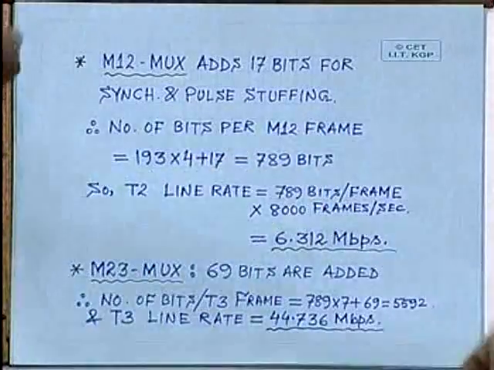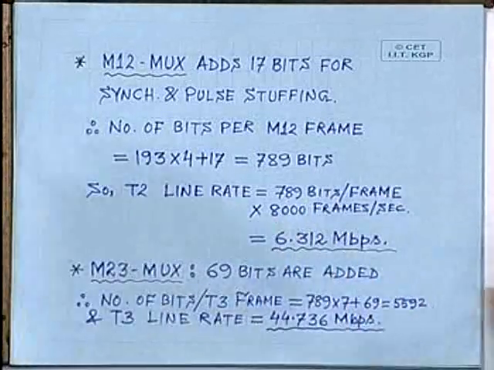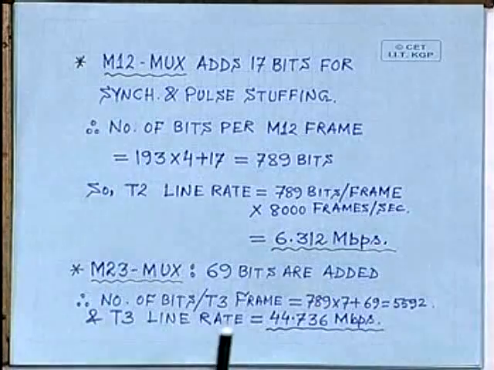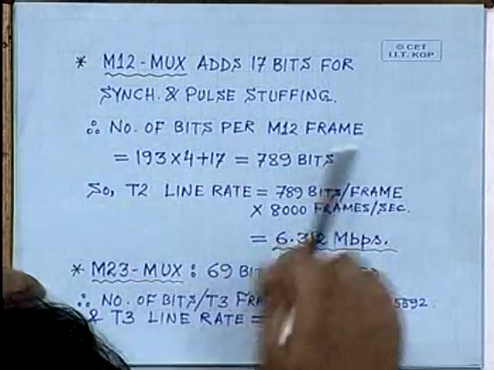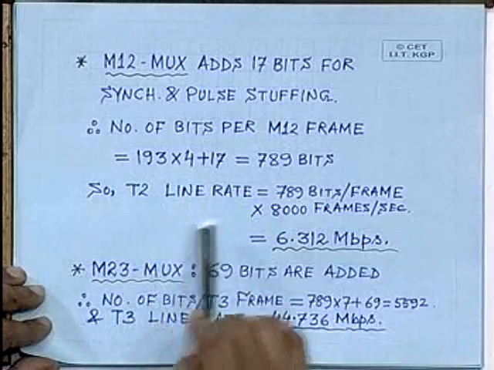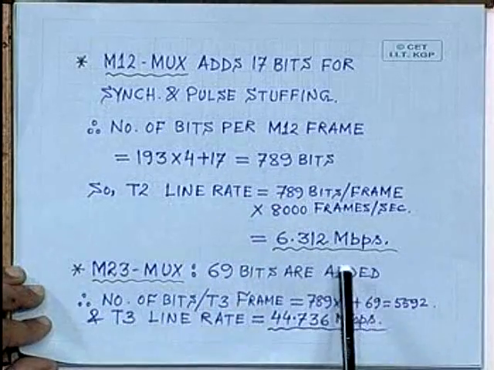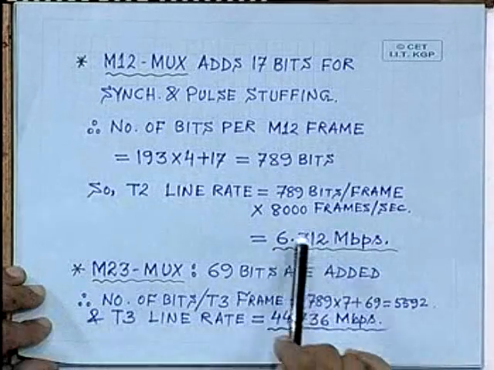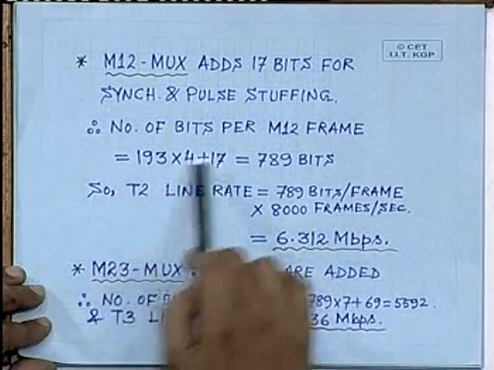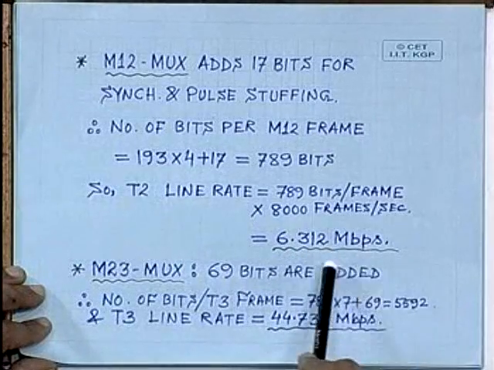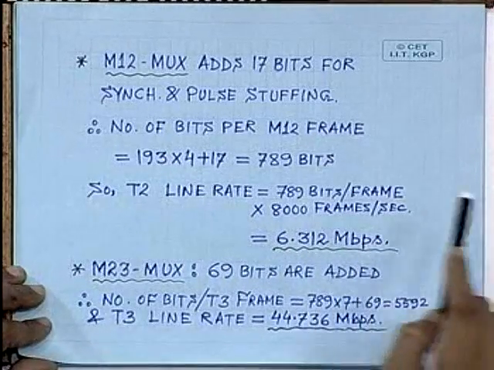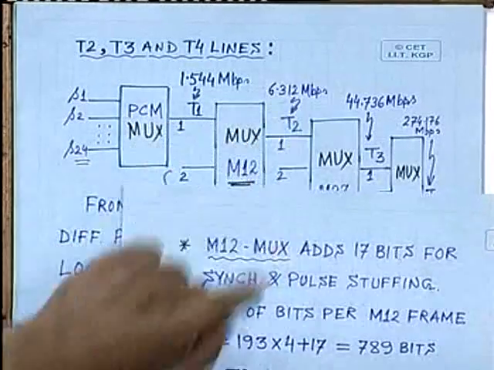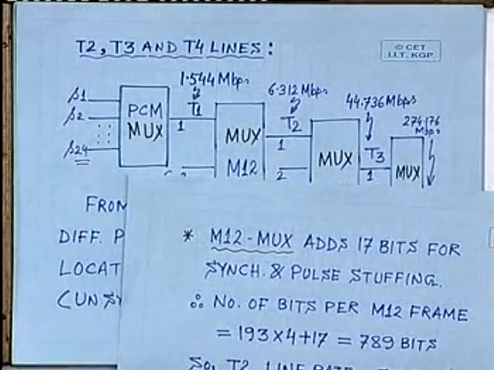On the whole, 17 bits are provided. I am not going into how these 17 bits are used. Some are left for pulse stuffing, the rest are used for synchronization purposes. So the number of bits for the M12 frame now is 193 into 4 plus 17, that is 789 bits. And by calculation, every frame takes exactly 125 microseconds, that is 8000 frames per second. So the overall rate is 6.312 megabits per second. The output at this point will be at the rate of 6.312 megabits.